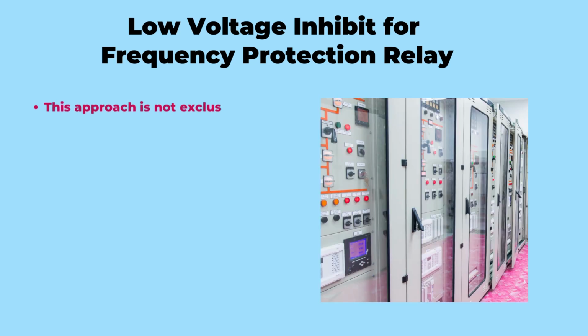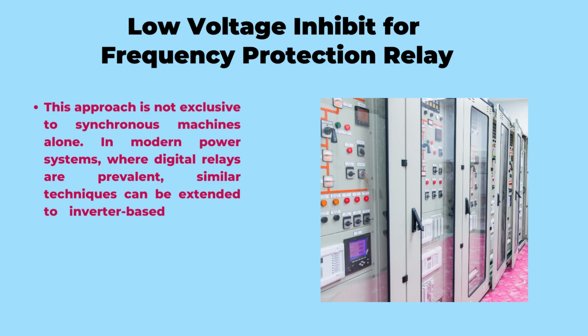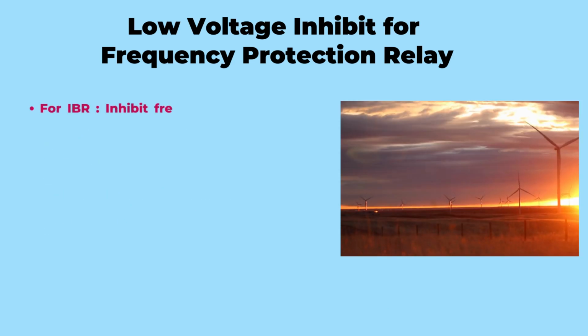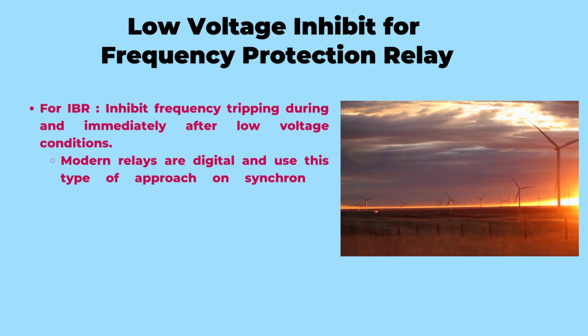This approach is not exclusive to synchronous machines alone. In modern power systems, where digital relays are prevalent, similar techniques can be extended to inverter-based resources as well. Applying the low-voltage inhibit concept to IBRs allows for the inhibition of frequency tripping during and immediately after low-voltage conditions, aligning them with the practices employed for synchronous machines.